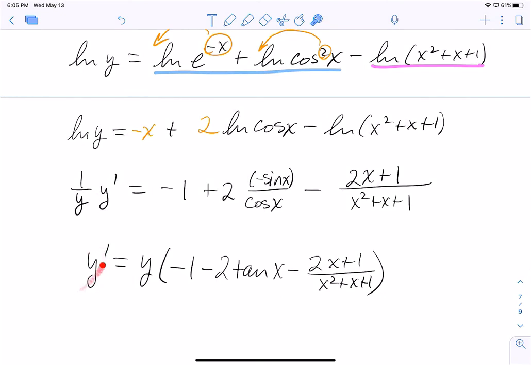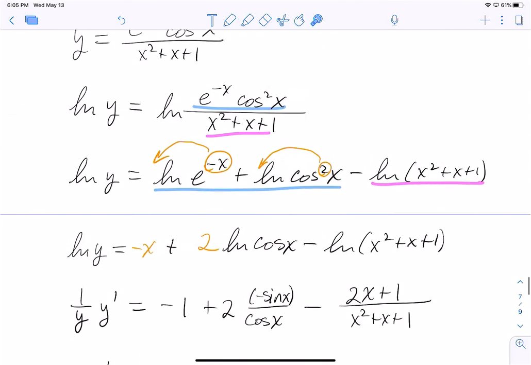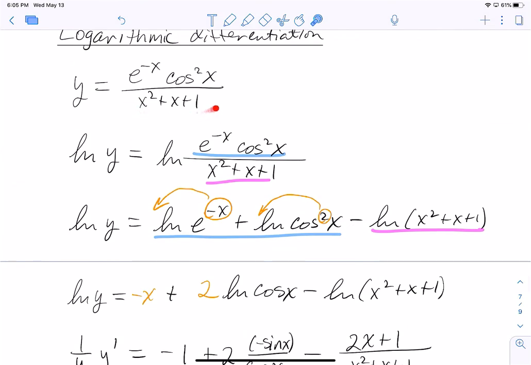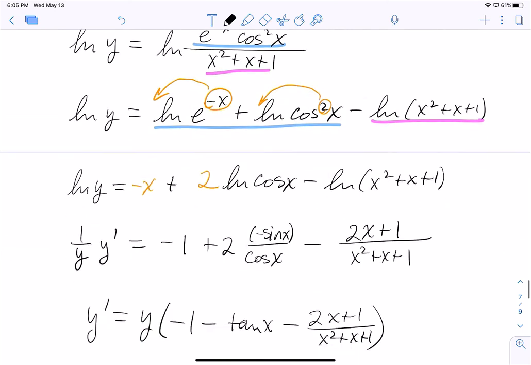I do have y prime by itself. I wanted that. But I have this y over here as a factor in the answer, and I don't want y prime and y. That's a whole different kind of equation. So let's go back up here. y originally looked like e to the negative x cosine squared of x over x squared plus x plus 1.